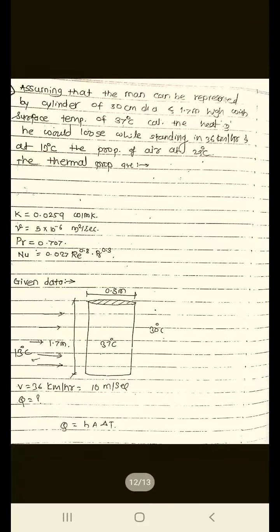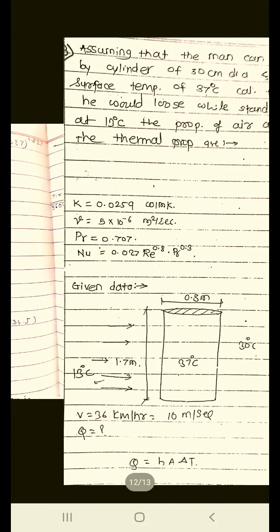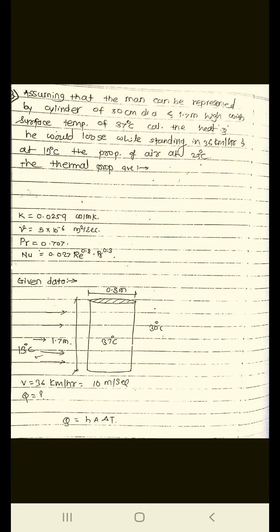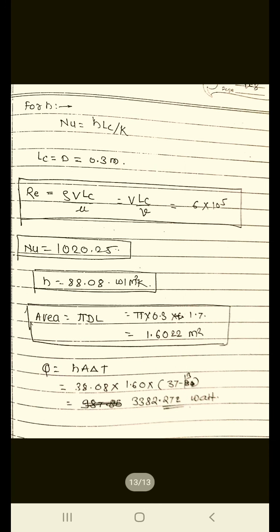So put Reynolds number and Prandtl number in this equation. Nu is equal to 0.027 into Re raised to 0.8 and Pr raised to 0.3. We will get Nu directly as 1020.25. Once we get Nu, we can use the formula Nu is equal to h Lc divided by K. Here the only unknown is h. So h we will get as 88.08 watt per meter square Kelvin.